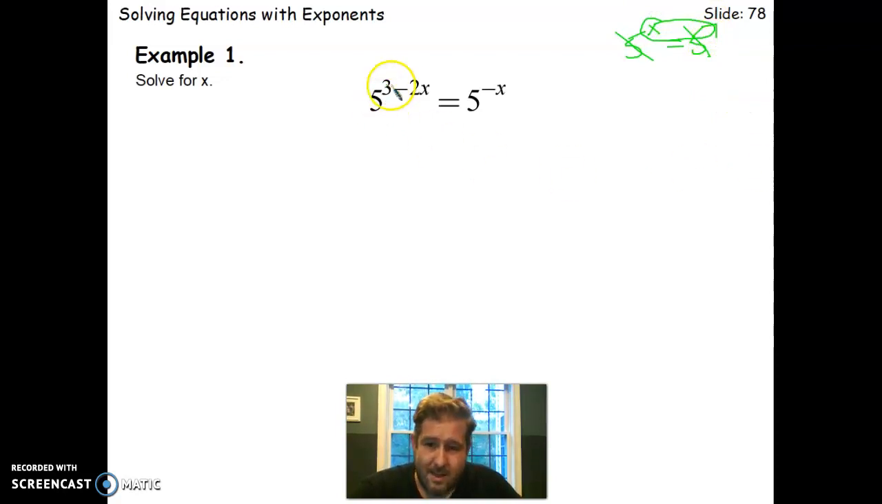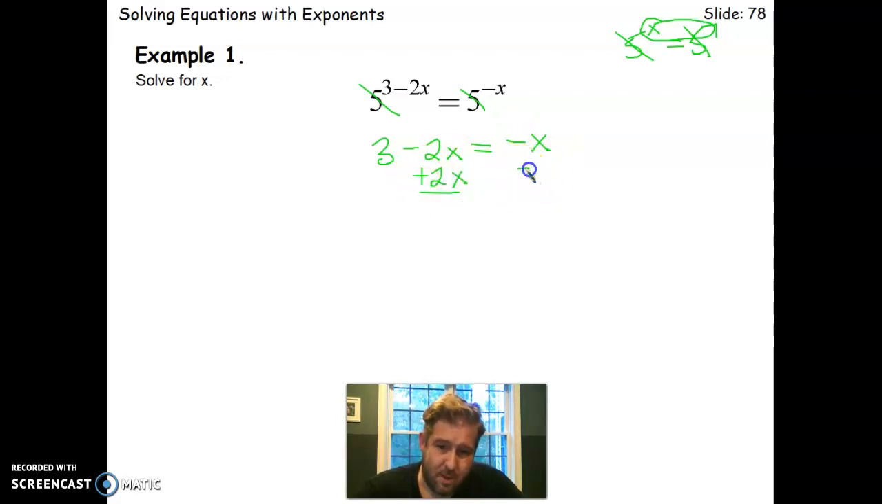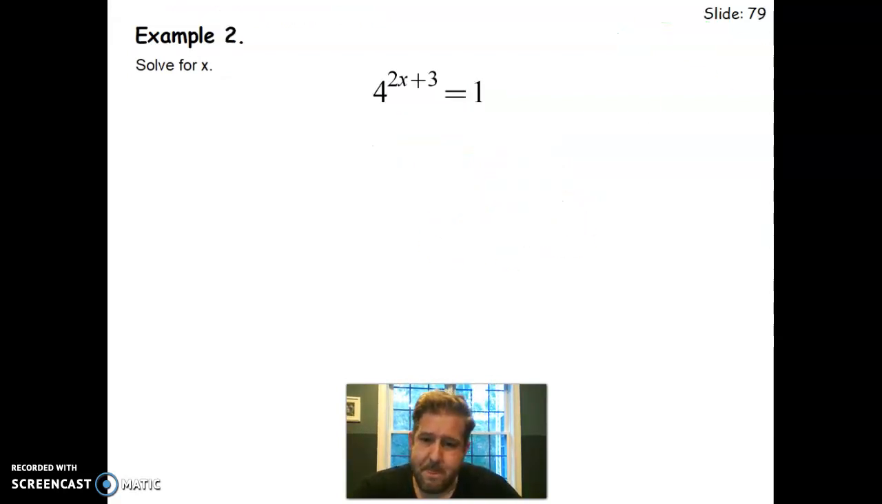Because if the bases are the same, then literally the exponents must also be the same. Now, using that logic, same thing here, the exponents must also be equal to each other. And then it's just simply a matter of solving using your Algebra 1 skills. We have 3 equals x, and that's our solution.